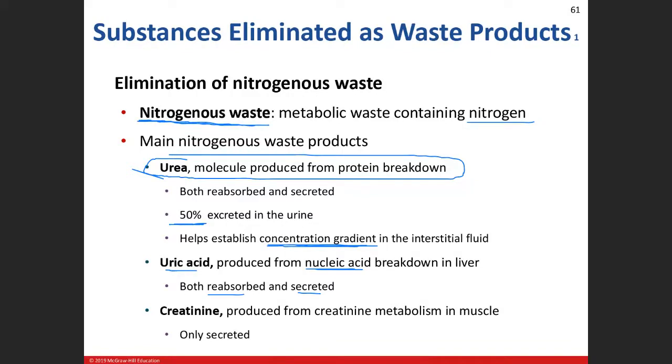Remember this guy, creatinine? For muscle metabolism, we had the phosphate system in which, when we're dealing with creatinine, we just transfer our phosphate from one molecule to another molecule. That system helps with skeletal muscle metabolism, not just skeletal muscle, though. But this is only secreted. So creatinine is actually a good substance to use to monitor how the kidneys are functioning. If we have time, we'll talk about that.